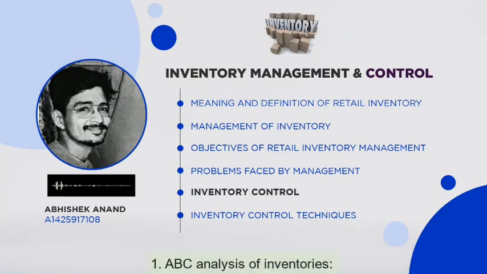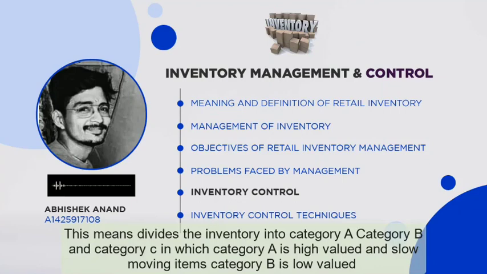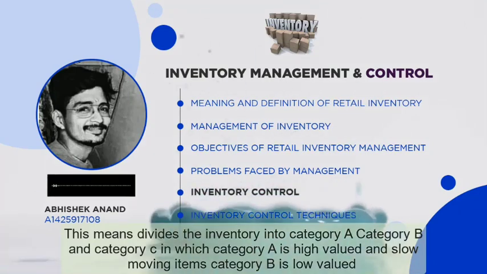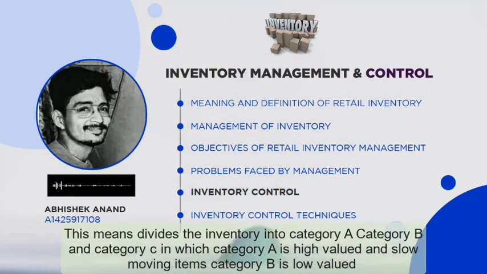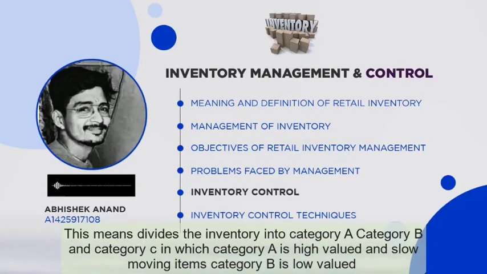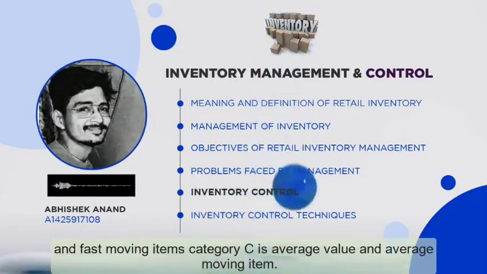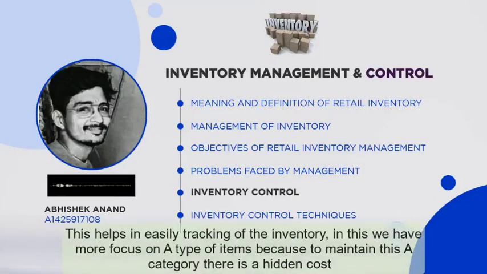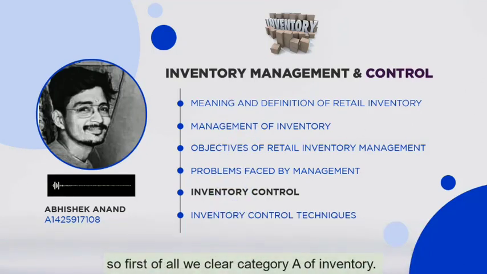The first technique is ABC analysis of inventories, which means dividing the inventory into categories A, B and C, in which category A has items of high value and slow moving. In category B, the items have low value and are fast moving. In category C, the items are average valued and average moving. This helps in easily tracking the inventory. There is more focus on category A items because to maintain this category, there is a hidden cost. So, we have to clear the first category of items first.